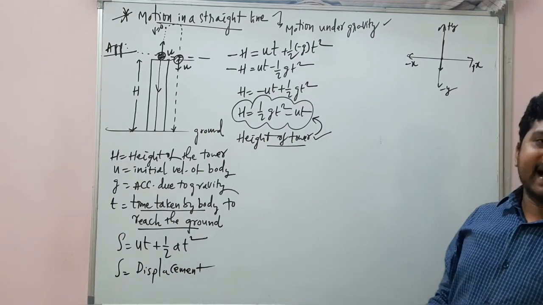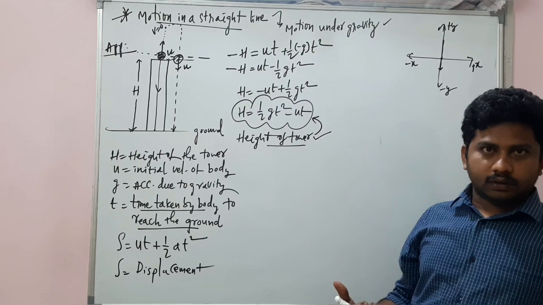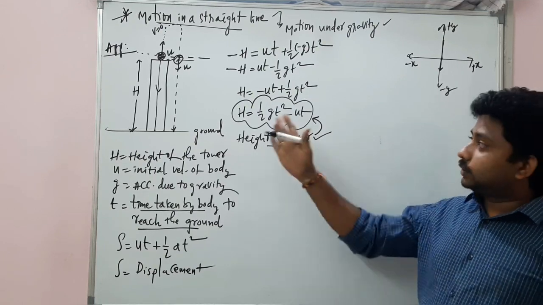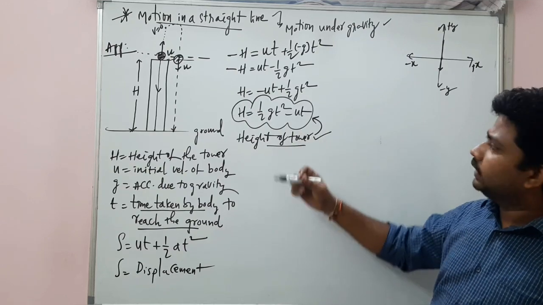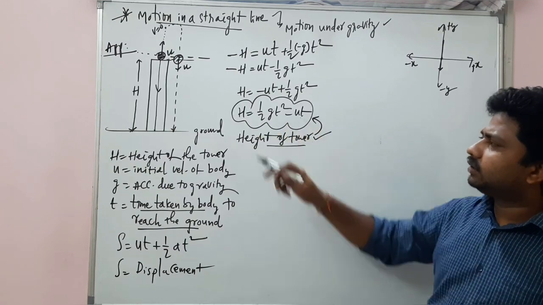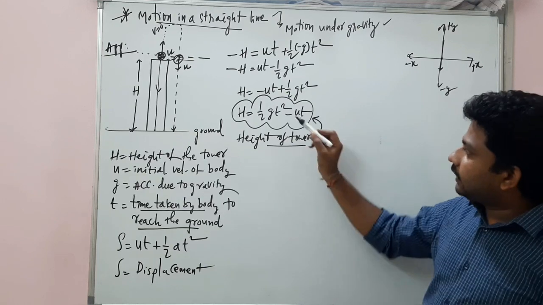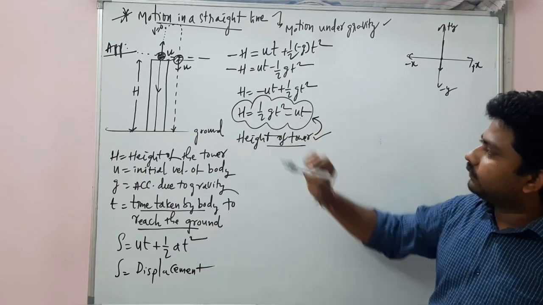Now, how the questions will be asked on this topic, we'll be discussing in the next slide itself. Simple, they'll give everything. They'll give t value, u value, you need to find this h. That's it. T value they will give and u value they will give, you need to find h.